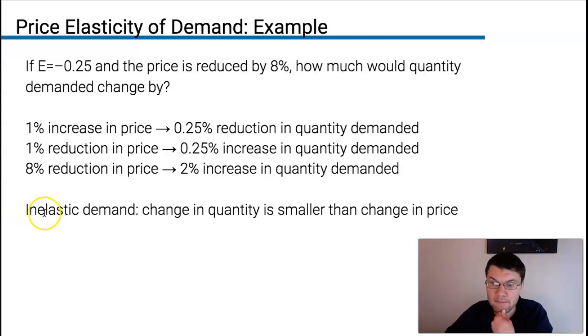And finally, notice that this number, negative 0.25, is between 0 and -1. So we call that inelastic demand, again by definition. And what it simply means is that the change in quantity is going to be smaller than the change in price. Price changed by 8%, but the response of the quantity was only a 2% change, less than an 8% change. So if the change is less than 1 to 1, we'll call such demand inelastic.